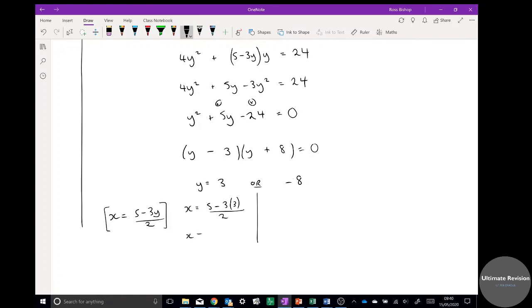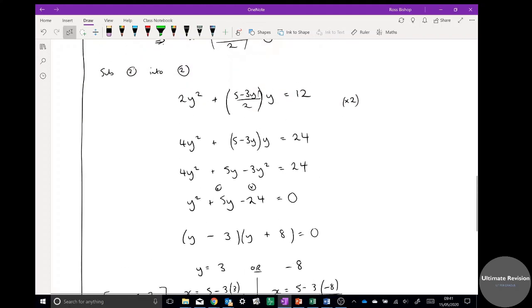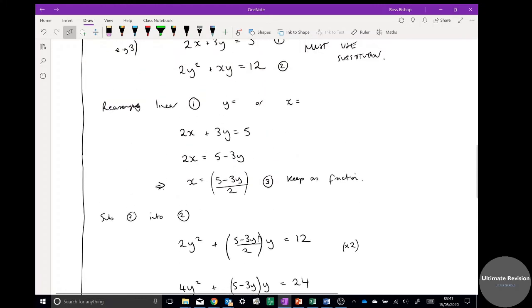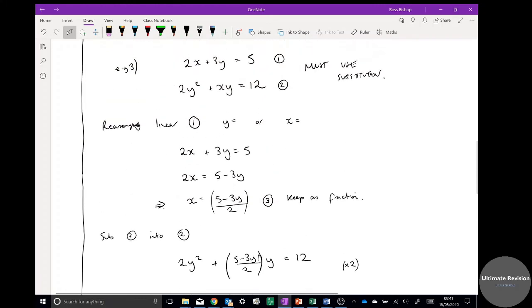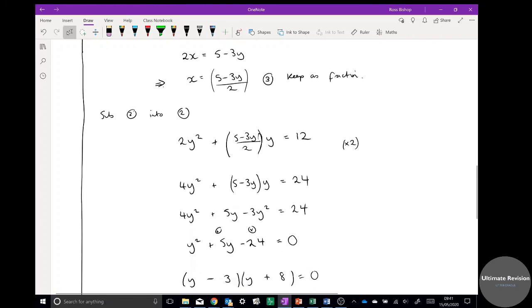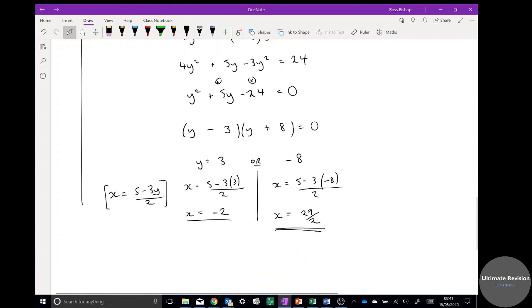So that's going to be x equals (5 minus 9) over 2, which is minus 4 over 2, which is minus 2. And over here, x equals (5 minus 3 times negative 8) over 2. So that's going to be 5 plus 24, which is 29 over 2. Okay, 29 over 2. I can now check that in my other equation. If this were a calculator paper, I could check that by substituting my values into here, just to see that it works, okay?